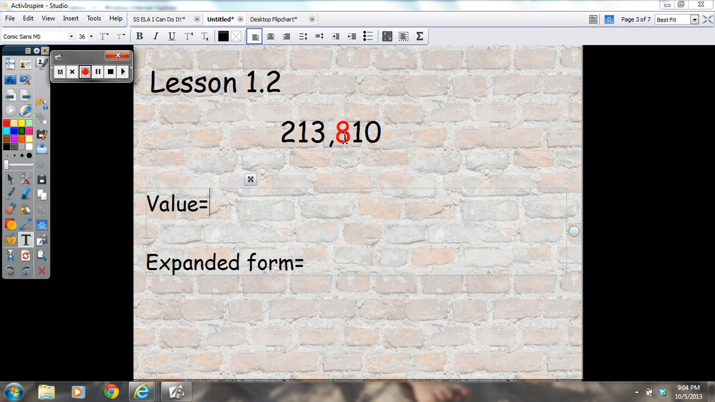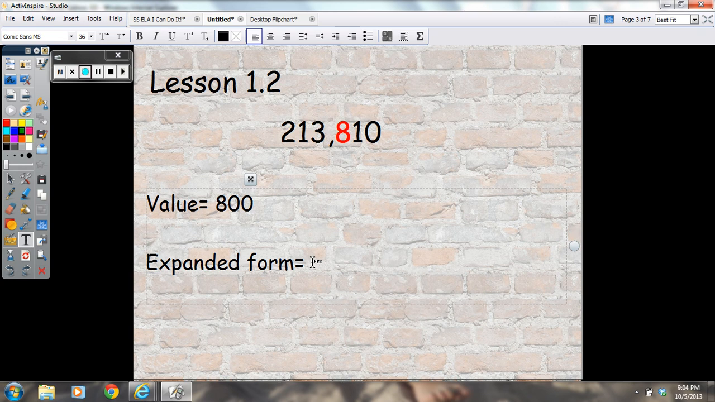What I notice here is that I want to find out the value of the red number, which is the 8. In order to figure out that value, I have to find out the place that it's in. I know it's in the ones period, and if this is the ones, the tens, and the hundreds, therefore this 8 is in the hundreds place, and what it's showing is we have 8 100s. If I had 8 100s, I know that the value of that would be 800.